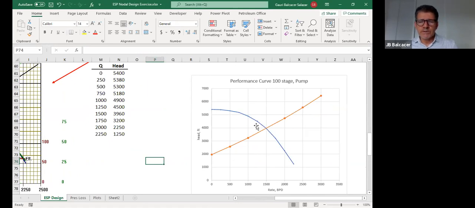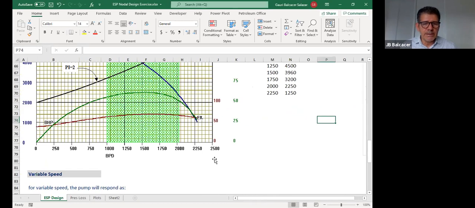As we see right here, this is the 1,500, which is the expected rate. But we have to be aware that if we change the tubing size, the rate will decrease, or if the reservoir pressure is decreasing, in the same way we have to expect that this curve is moving down. So the rate the pump is producing is lower, and we have to work accordingly.